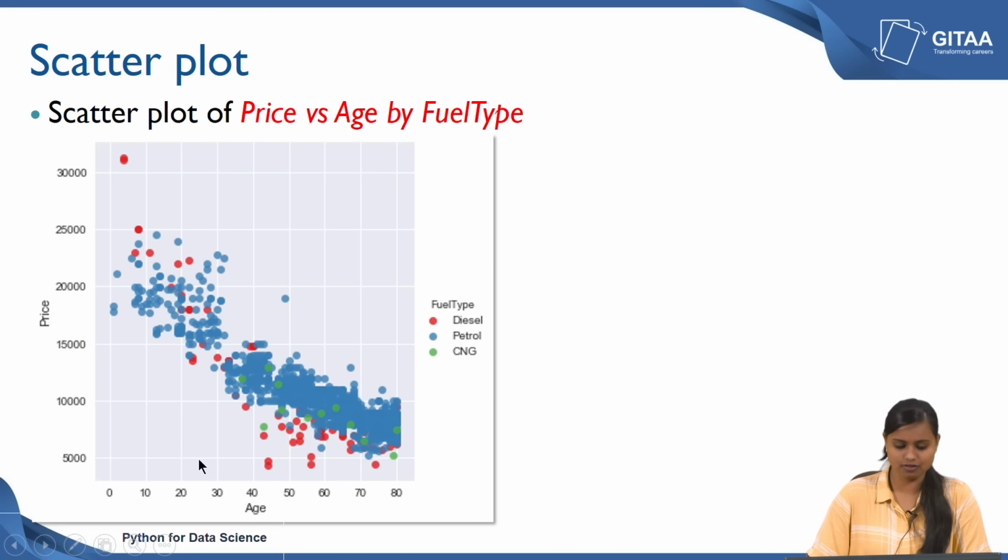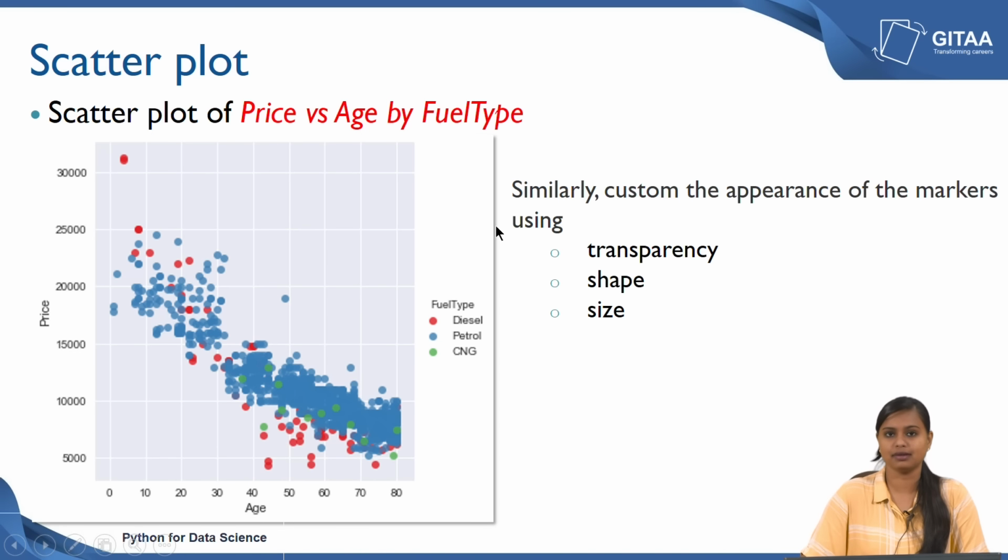Whenever the car's age is low, the price will be high. Similarly, you can also customize the appearance of the markers using transparency, shape and size. Like how we differentiated the points using colors here, you can give different levels of transparency to the points to represent the categories. You can also do the same thing by giving different shapes and different sizes for data points.